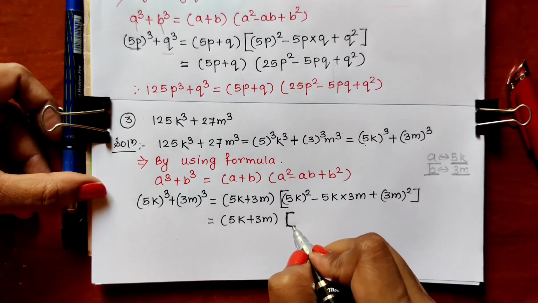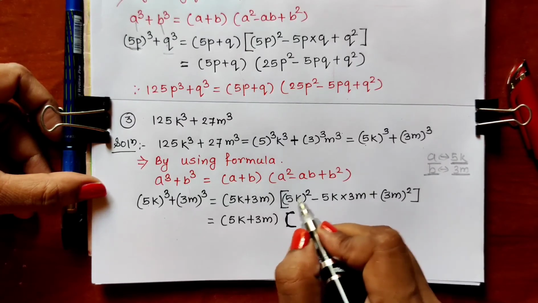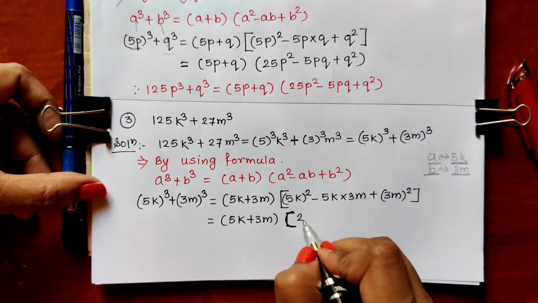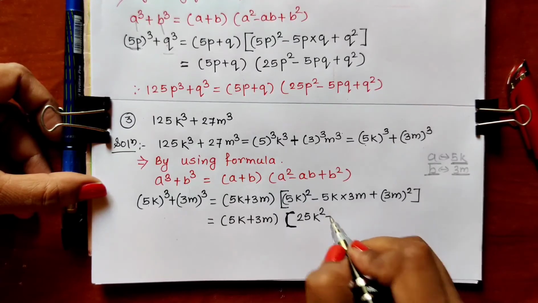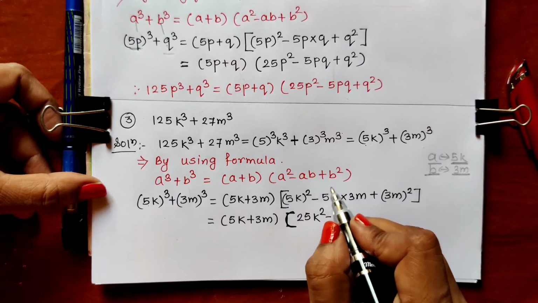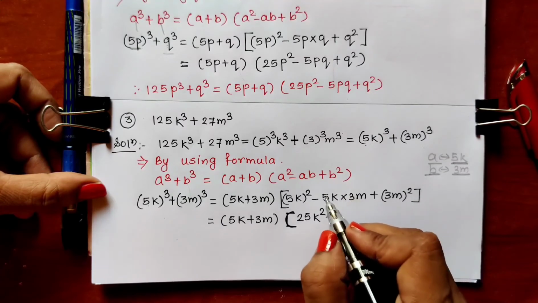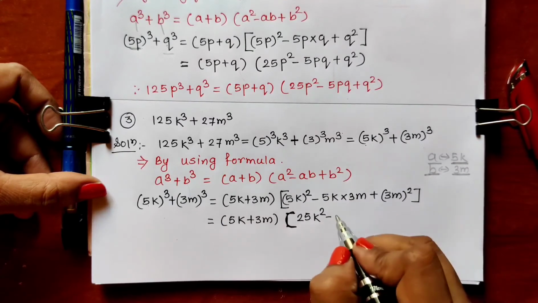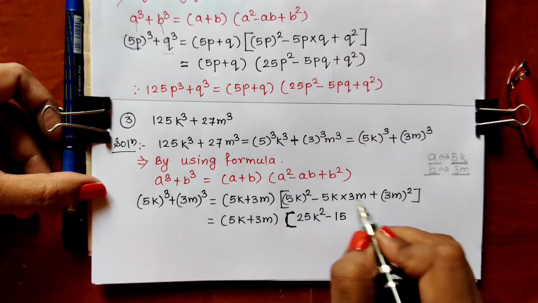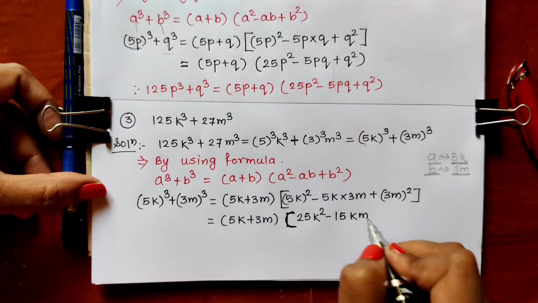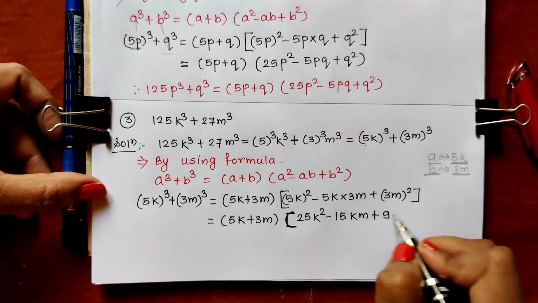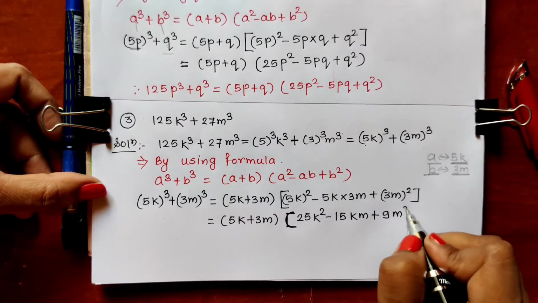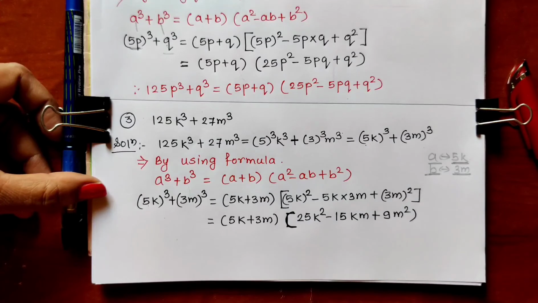I will put a round bracket now. (5k) square: 5 square is 25 and square of k is k square, minus. Now we can multiply the coefficients first. 5 threes are 15, k into m is km. Plus sign is there, put the plus sign. 3 square is 9, square of m is m square. So in this way we have got these two factors.